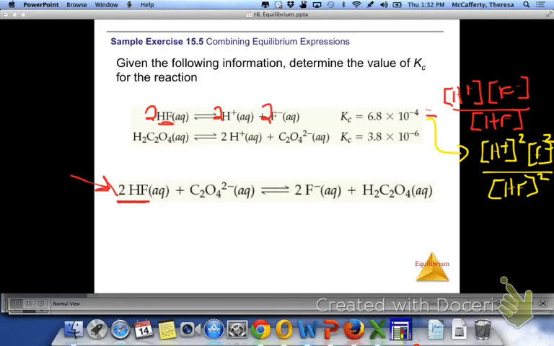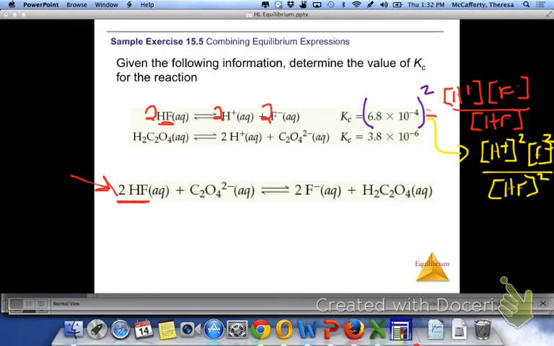Shoot, I didn't just multiply that by 2, did I? What did I do? I had to take everything to the power of 2. Okay? So when I multiply an equation by a number, I'm going to take its Kc value to that power. All right? You guys with me? So this Kc gets squared.